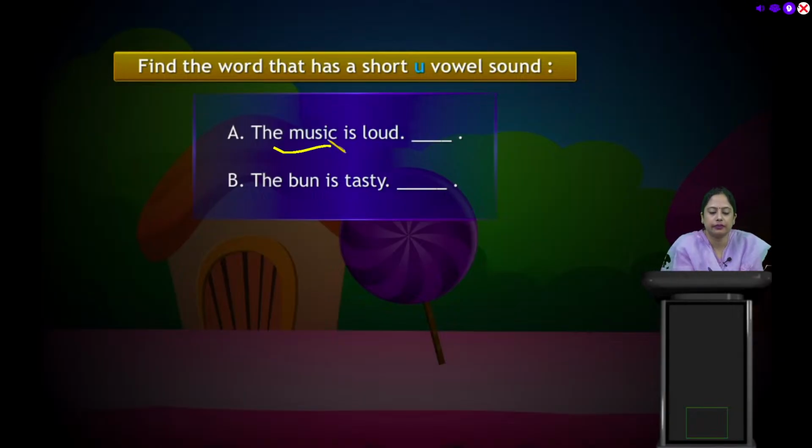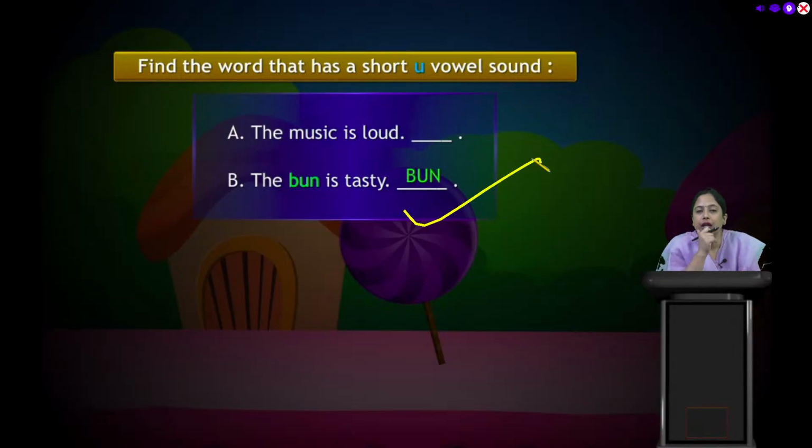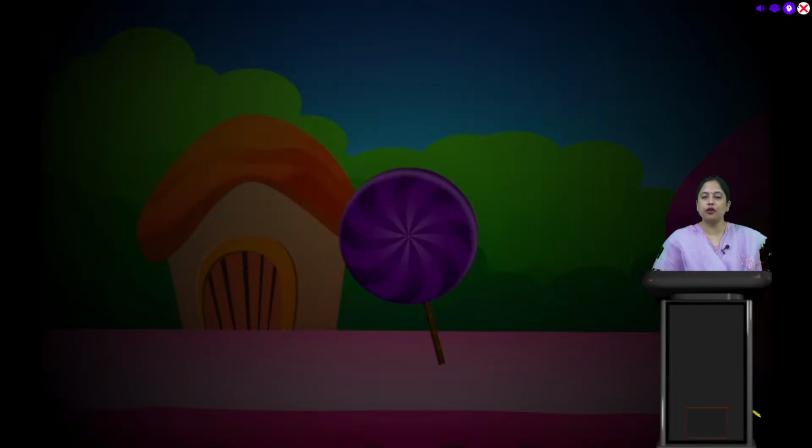Music, loud and bun. Music, loud or bun. Which word has a short U vowel sound here? Very good. The word is bun. Music has the long U sound. Loud has the ow sound. The right word is the bun is tasty. The word bun has a short U sound.